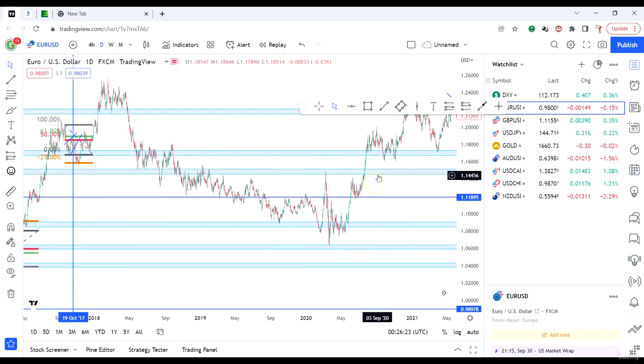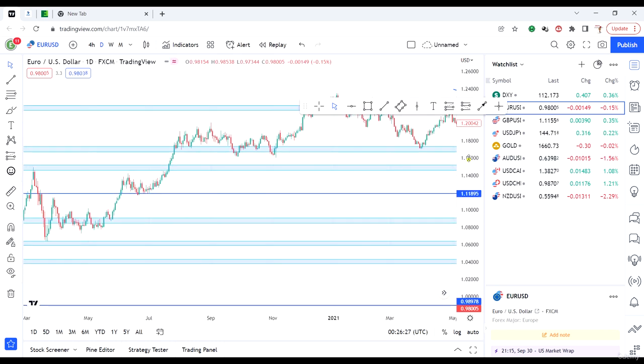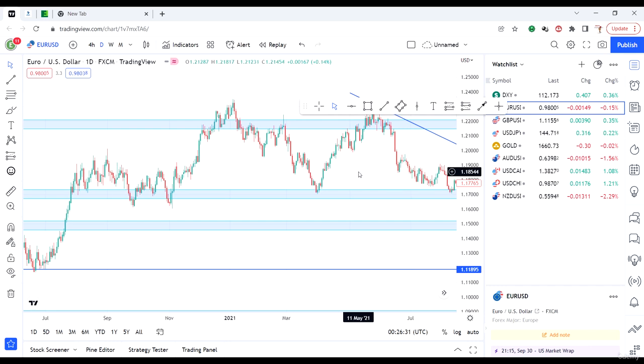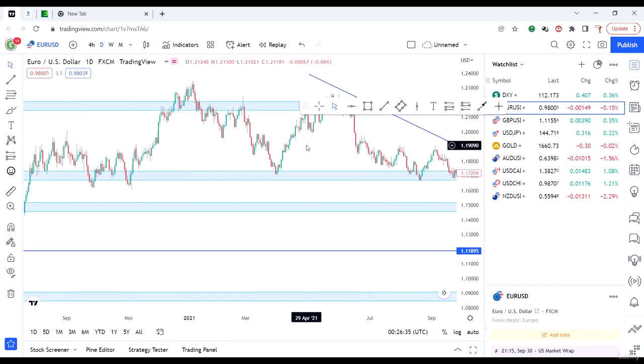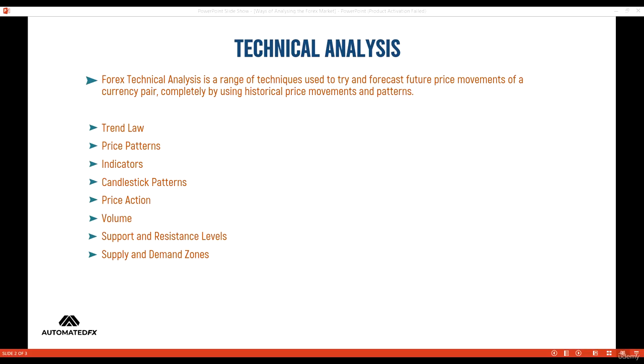Like I said, whatever you do on the chart, when you see traders analyzing the chart, looking at resistance levels, support levels, looking at trend, they're basically using technical analysis to analyze the market. Of course, we're going to look at all of this in this course. So let's go back to the slide to see more about technical analysis.